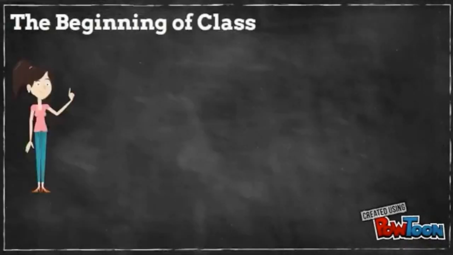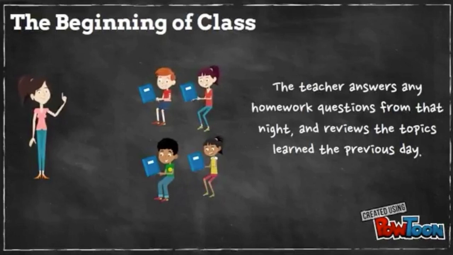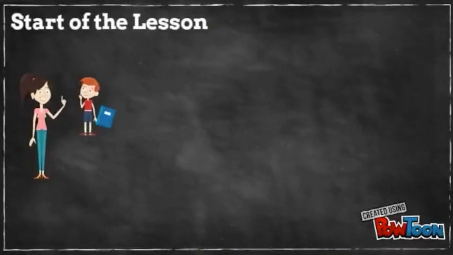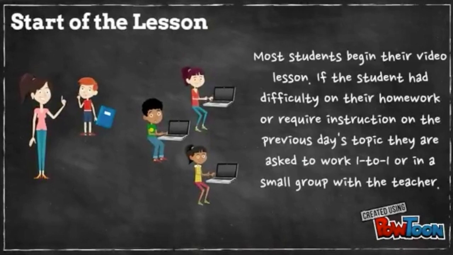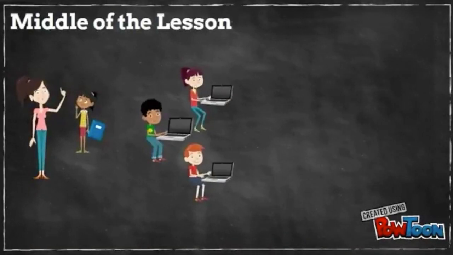At the beginning of class, the teacher does a homework demonstration, answers questions, and reviews the topic learned from the previous day. At the start of the lesson, for any student that really struggled on their homework, we pull them aside and work on it one-on-one or in a small group while the rest of the students begin on their video. That way, the student having trouble with their homework gets one-on-one attention, and the other students aren't held back and can continue to progress with their lesson.